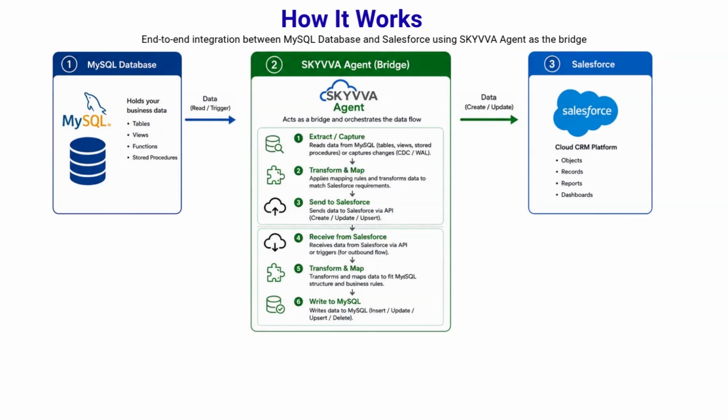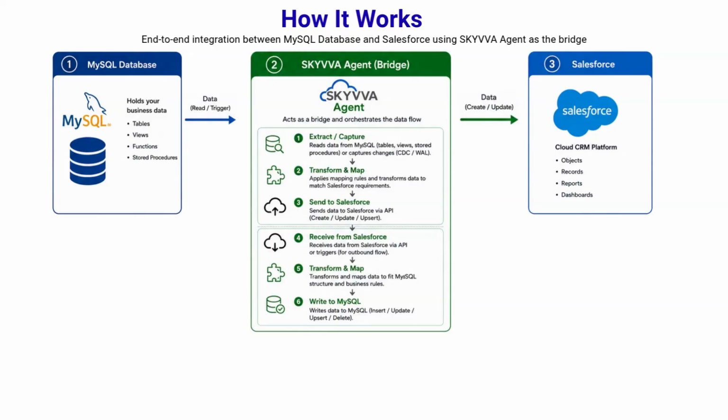Step 3. Salesforce. Salesforce receives the processed data from the SKYVVA Agent through its APIs. Based on the integration configuration, Salesforce creates new records or updates existing ones. These records can include standard or custom Salesforce objects such as accounts, contacts, products, opportunities, or other business data. Once the records are successfully saved, they become immediately available for Salesforce users, reports, dashboards, automation processes, and business operations.